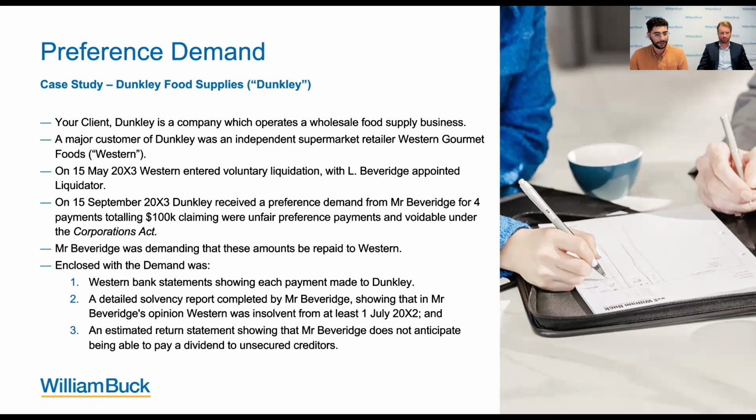On 15th of September in that same year, Dunkley received a preference demand from Mr. Beveridge for 4 payments totaling $100,000, which were claimed to be unfair preferences and voidable under the Corporations Act. Mr. Beveridge was demanding that these amounts be repaid to Western, and enclosed with his demand were Western bank statements showing each payment which was made, a detailed solvency report completed by the liquidator showing that, in his opinion, Western was insolvent from at least 1 July in the year prior, and an estimated return statement showing that Mr. Beveridge does not anticipate being able to pay a dividend to any unsecured creditors.